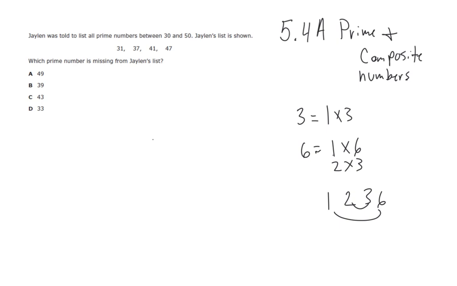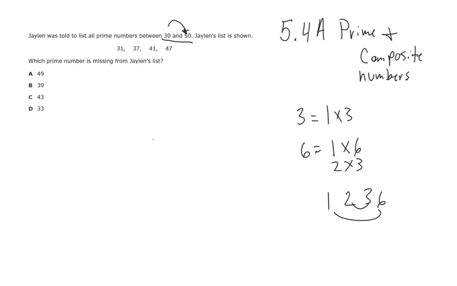So let's go ahead and look up here at our question. It says Jalen was told to list prime numbers between 30 and 50. Jalen's list is shown: 31, 37, 41, and 47. Which prime number is missing from Jalen's list? They're asking you that there's one number missing within this list that's going from 30 to 50.